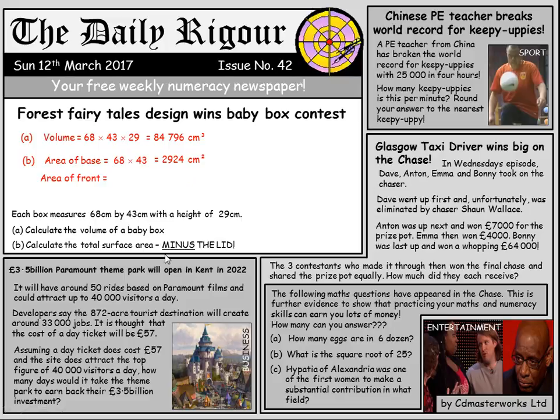So the area of the front is going to be the length in the front multiplied by the height. So in this case it's going to be 68 times 29, which is 1972 centimetres squared. So the back is just going to have the same area as the front, which is 1972 centimetres squared. So the area of the left hand side rectangle, well, that's going to be the breadth, which is 43, multiplied by the height, which is 29, and that's going to come to 1247 centimetres squared. The rectangle on the right hand side, that face is going to be the same as the left hand side.